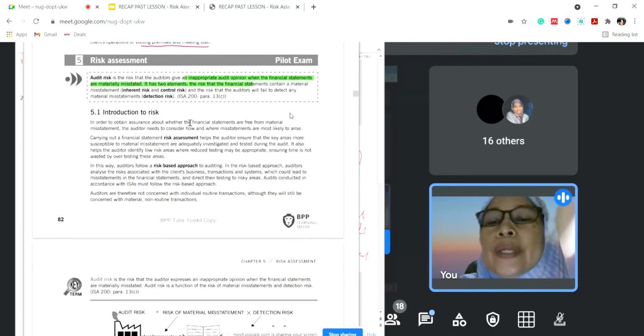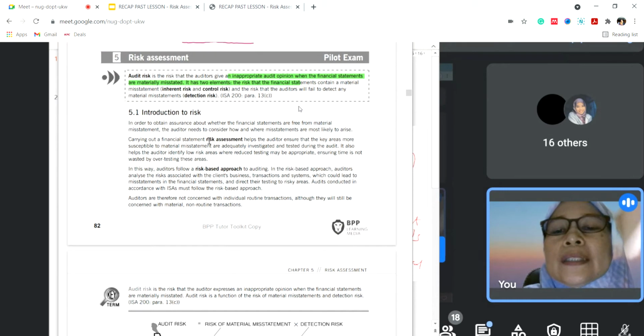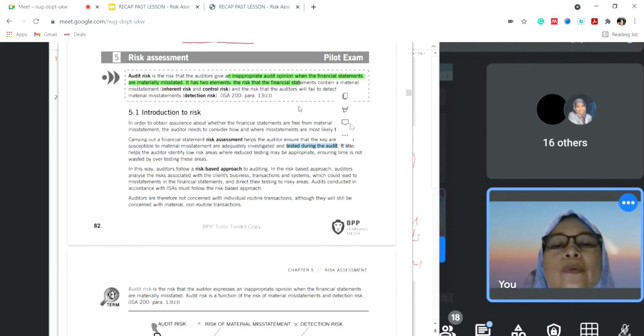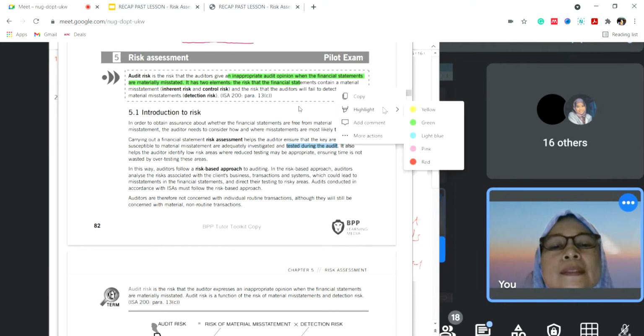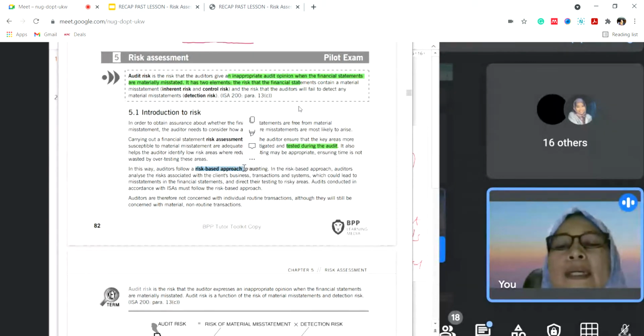When we look at risk, you as an auditor have to carry out a financial statement risk assessment, which helps the auditor ensure the key areas more susceptible to misstatement are adequately investigated and tested during the audit. It also helps the auditor identify low risk areas and high risk areas. In this way, the auditor will follow the risk-based approach to audit.